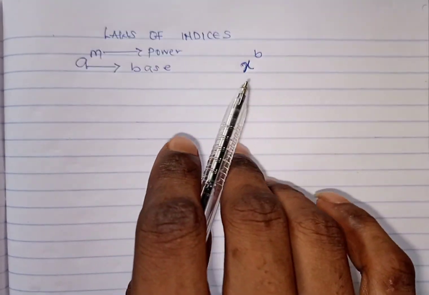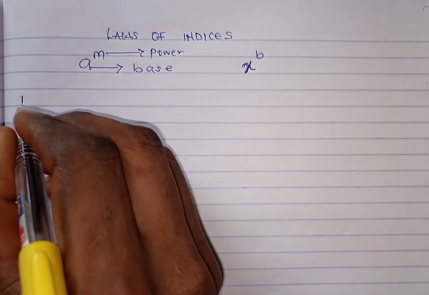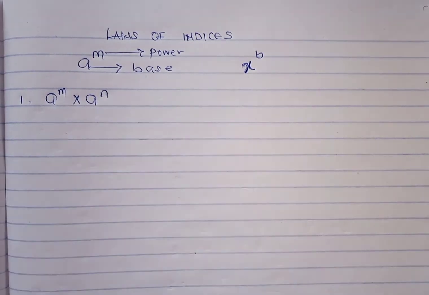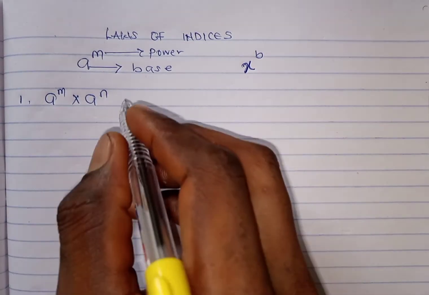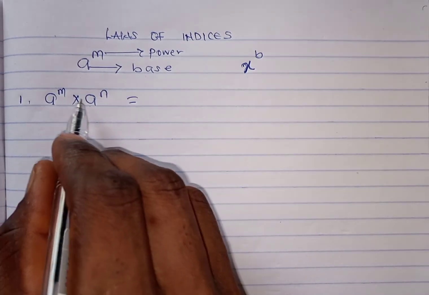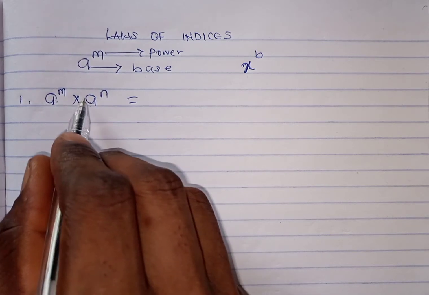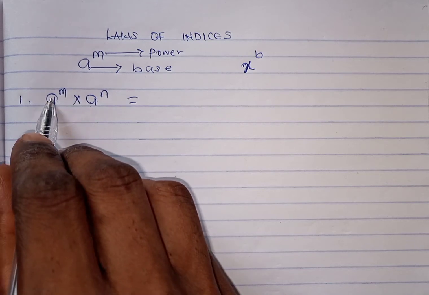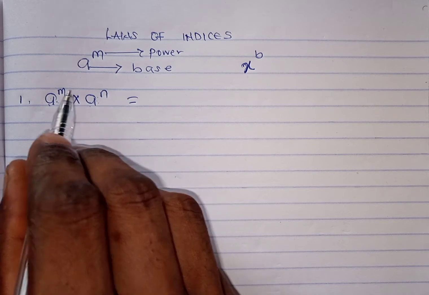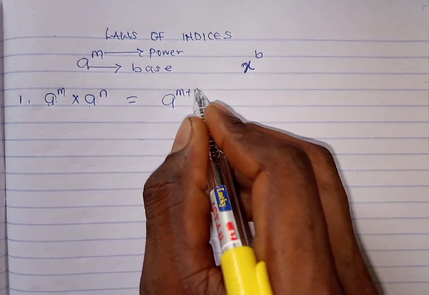So let's look at it quickly. We have 7 laws that we need to look at. Number one is called the product law. If you have a raised to the power of m multiplied by a raised to the power of n, the law of indices says that since these two things have the same base, you just pick one out of the base and add the powers together. So you are going to have a raised to the power of m plus n.